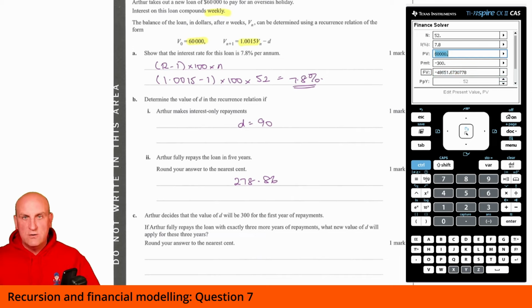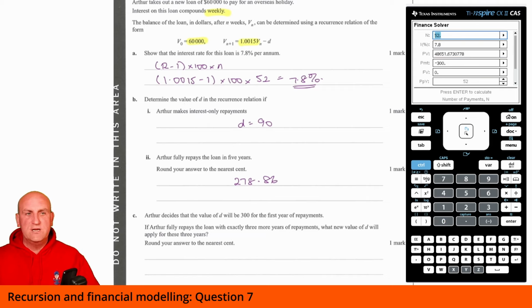This is like a change of conditions. I'm going to make that 0 because that's effectively his new loan. If you imagine he's walked into the bank and he's gone, all right, I'm going to borrow 60,000. And a year later, he walks back into the bank and he goes, do you know what? How much do I still owe you? And they say $48,651.67. And he goes, okay, then, well, I want a new loan. I'll start with that amount and I want to pay it off. So he's going to go to 0.